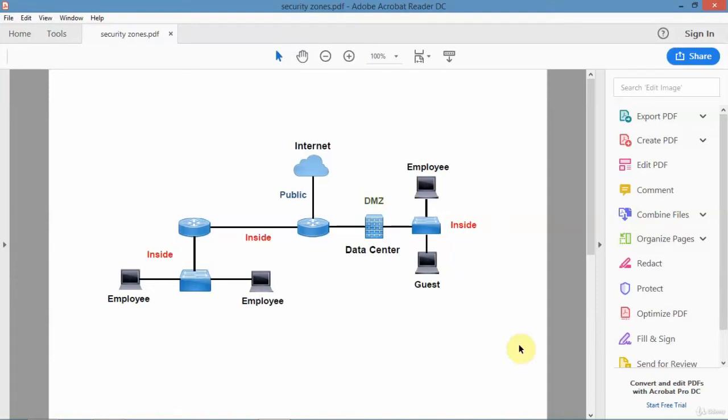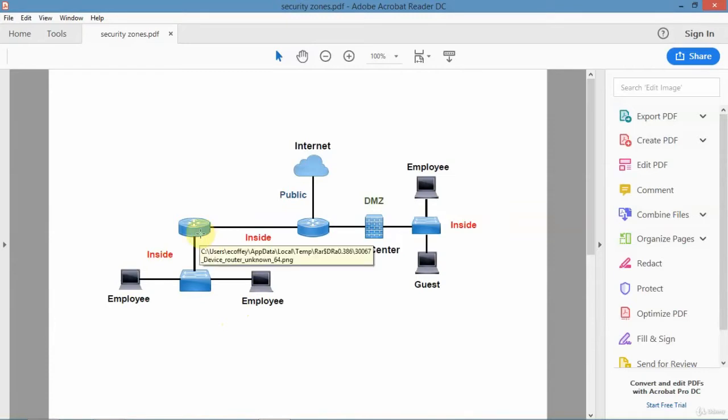In this lecture, I'm going to discuss security zones. And in any network, you're going to have multiple security zones. So in this topology here, I've got some employees at a branch office, and their network addressing is private, so they're on an inside network.